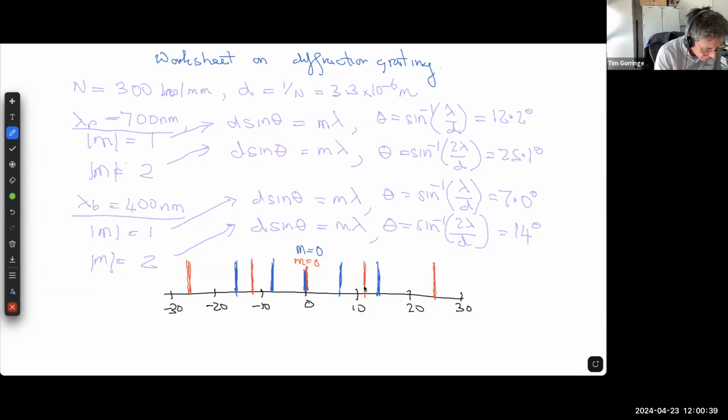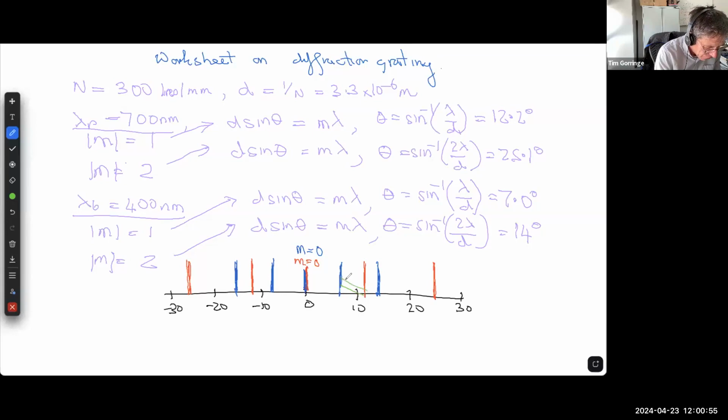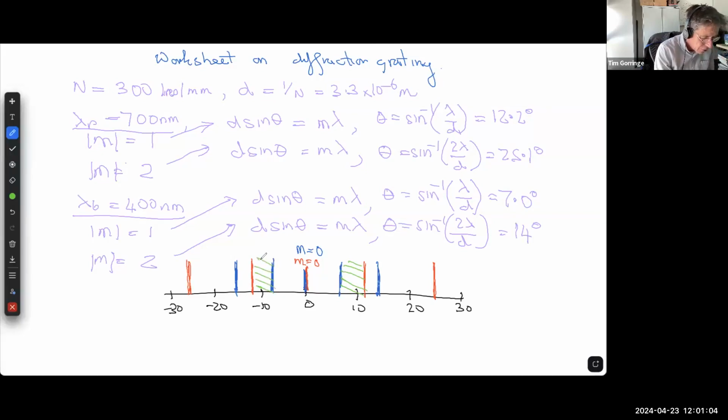The rainbows themselves fill in the regions from, remember the blue has the smallest angle for a particular maximum, and the red has the largest angle. So the m equals 1 band or rainbow is this region here on the right-hand side, and also this region here. This is the m equals minus 1 band on the left-hand side. So let me mark that. M equals 1, m equals minus 1.